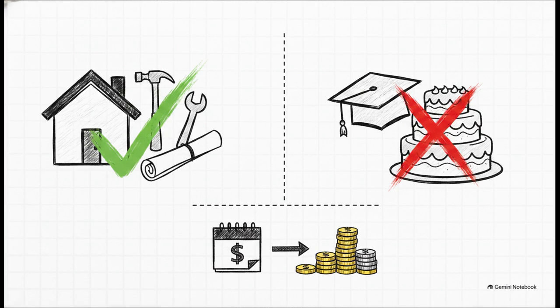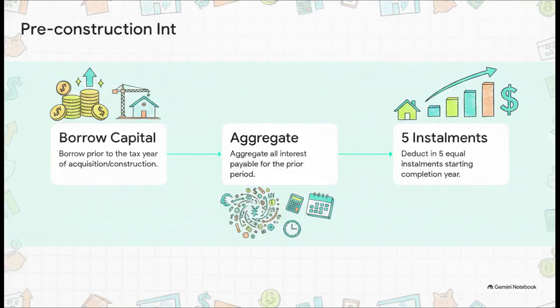Also, notice the word payable. The deduction is purely on an accrual basis. You can claim the interest for the year even if you haven't actually paid a single rupee to the bank yet. Furthermore, the statute completely recognizes that homes take time to build.